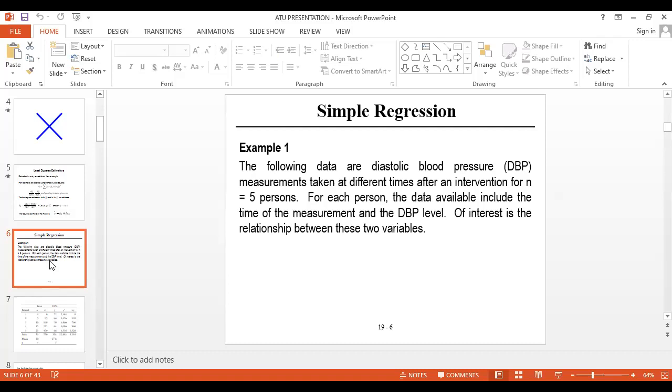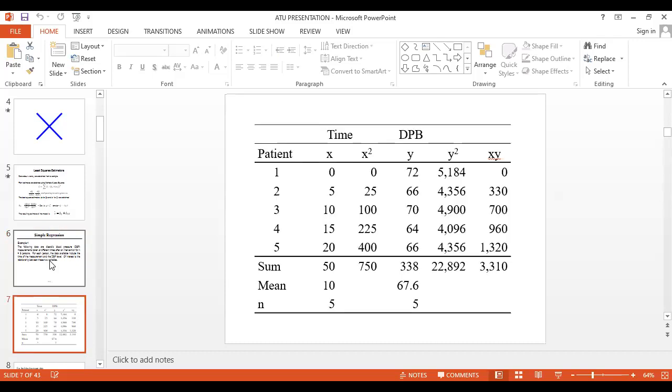For each person, the data include the time of measurement and the diastolic blood pressure. Of interest is the relationship between these two variables. Now, here, time will tell your pressure. You understand? So your X is the time, and then your Y is what? The pressure. So this is the data given.